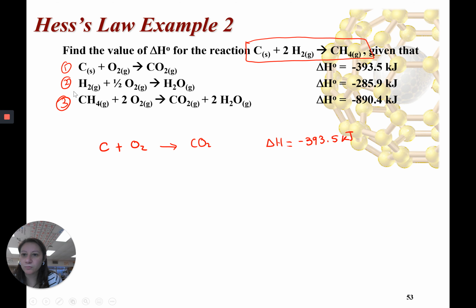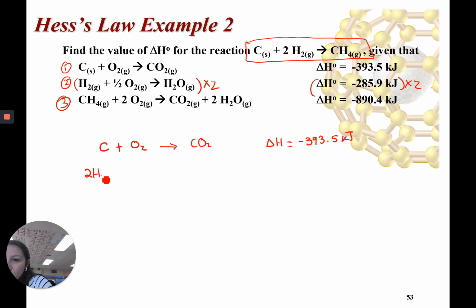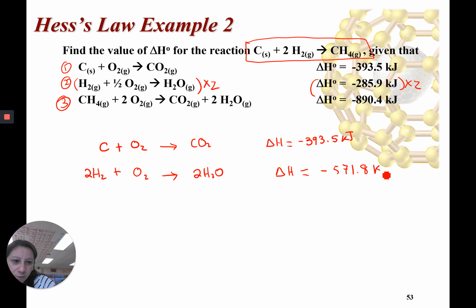So what do we do? Well, we multiply this equation by 2 so that it says 2H2. So we're going to multiply the whole equation by 2. Whatever you do to the equation, you also do to the delta H. So we're going to rewrite this multiplied by 2. So 2H2 plus 2 times half is 1O2 yields 2H2O. My delta H would also be multiplied by 2, so that's negative 571.8 kilojoules.